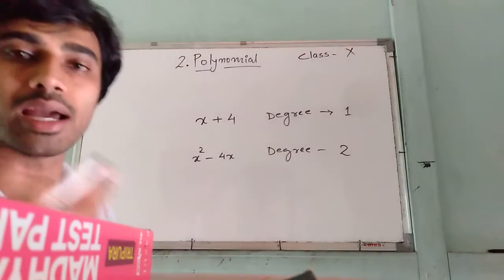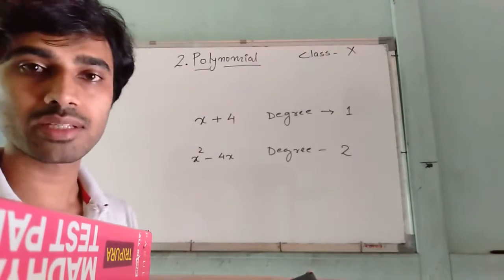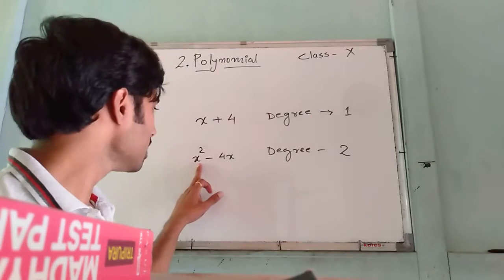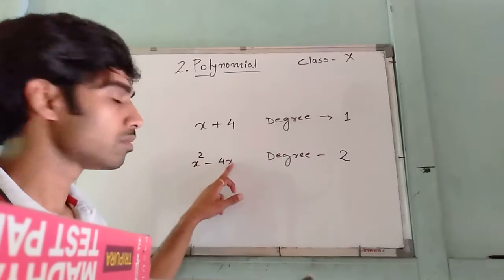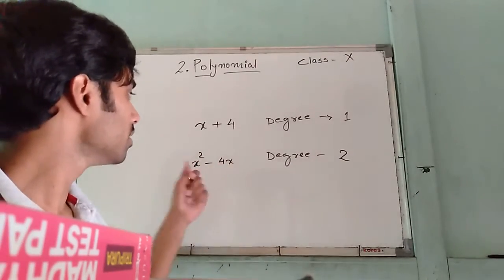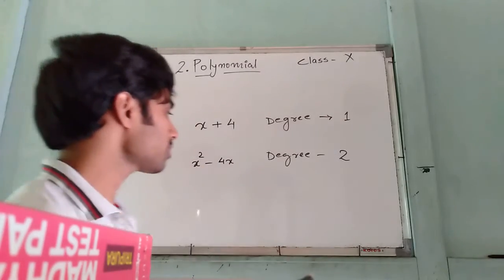Here the degree will be 2, because the power is 2. Degree means the highest power of x. In this case the power of x is 2, but in this case the power of x is 1. So your degree is 2.